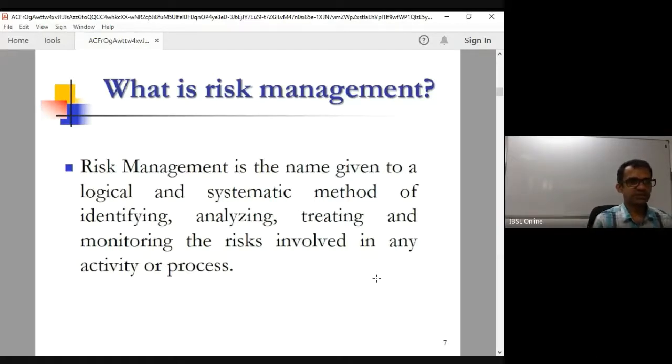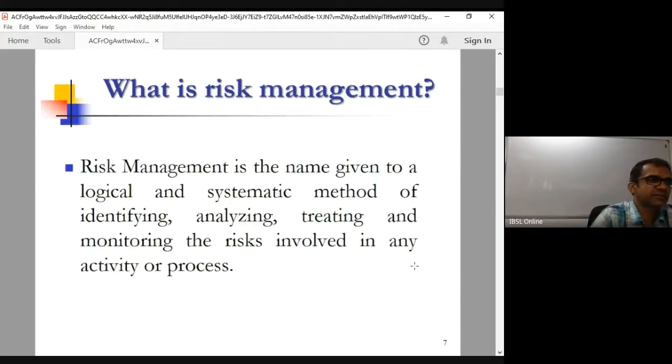The risk management process, or what it means by risk management, is that you have to identify what the risks are in that process or in that activity, then analyze what the consequences of that risk would be, then treat. What do we do if that risk event happens? Whether we take that risk, or avoid it, or control the risk, minimize the risk, or completely eliminate that risk, or transfer that risk to someone else. We'll discuss how to do these things in future.